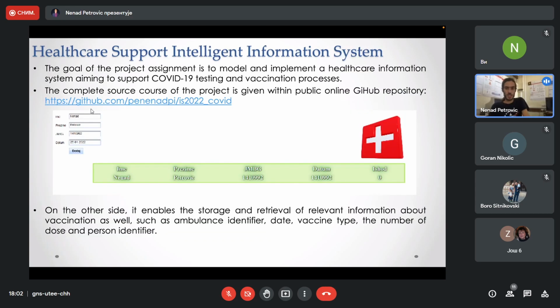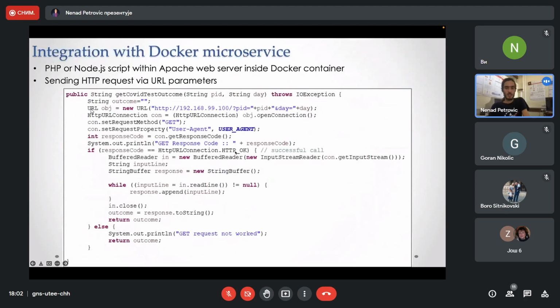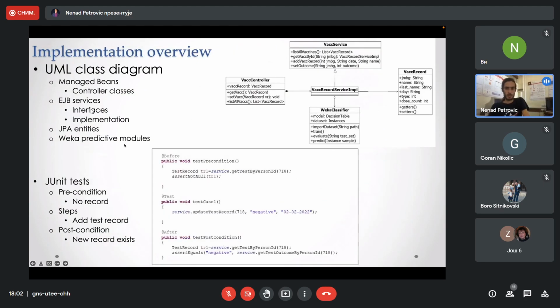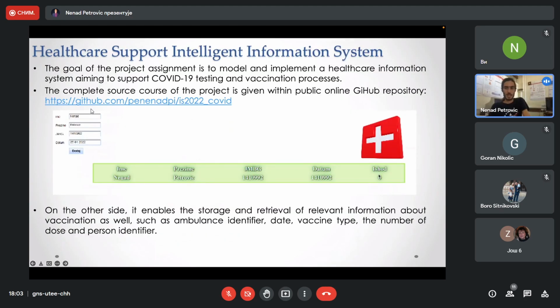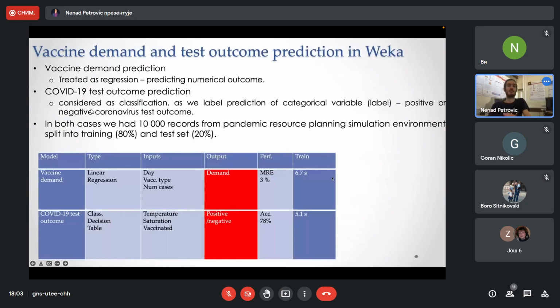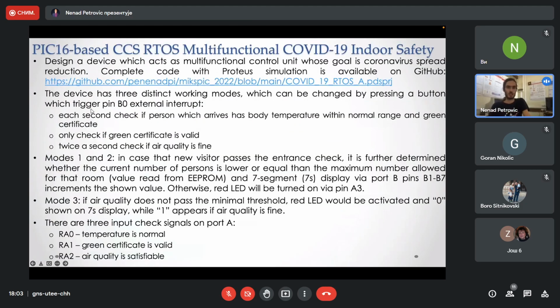And this is actually used in a Docker container, where we make an HTTP request and then update the outcome of the test, simulating some random process which can occur in nature. But here we use prediction to see if a person is potentially actually infected.